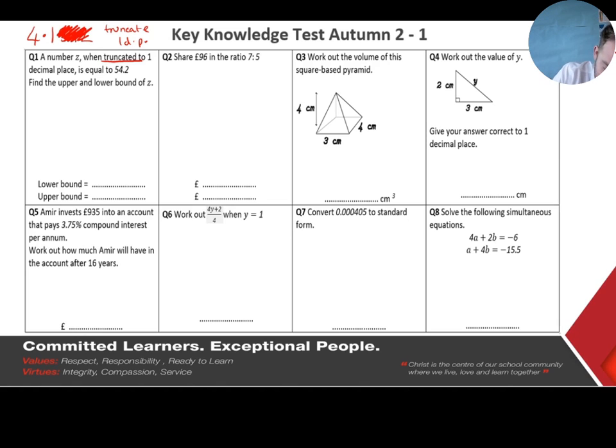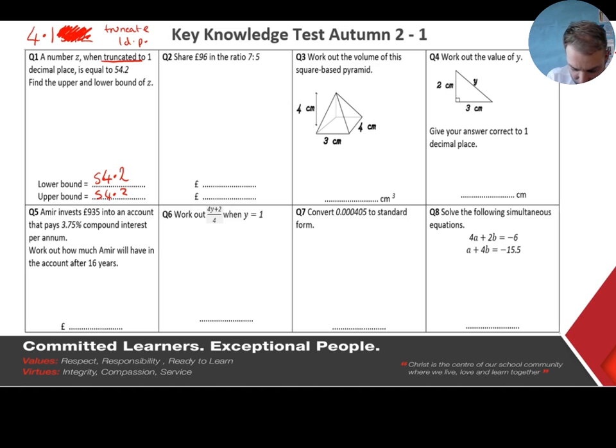So with this one here, this has been truncated to 1 decimal place. So the lower bound of this can be anything down to 54.2. And the upper bound of this, because it's not rounded, can be everything up to 54.3. And that's because it's been truncated and not rounded.